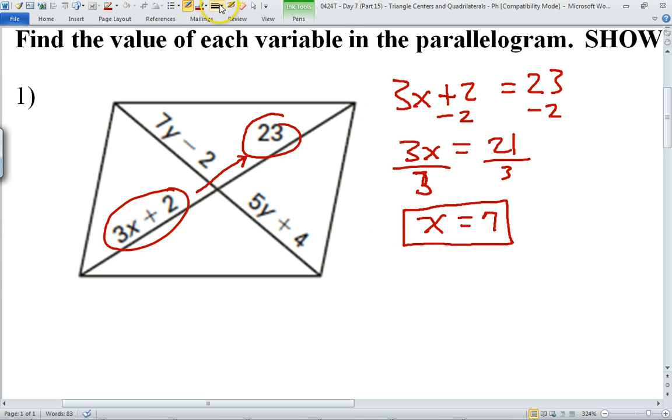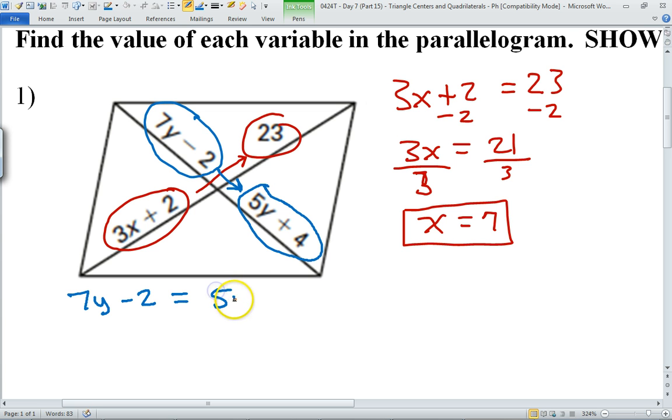Alright, similarly, I know that 7y minus 2 should equal 5y plus 4. Diagonals bisect each other, so these parts should be equal to each other in a parallelogram. So that means 7y minus 2 should equal 5y plus 4.